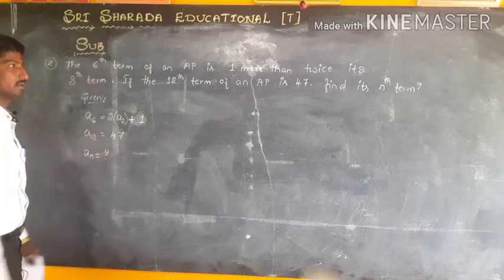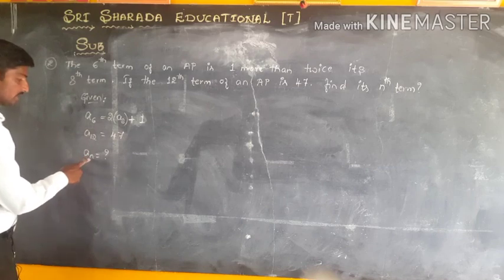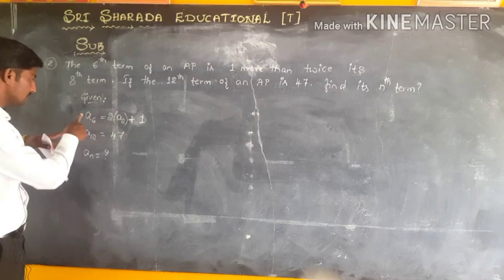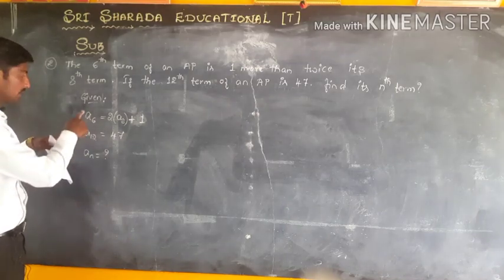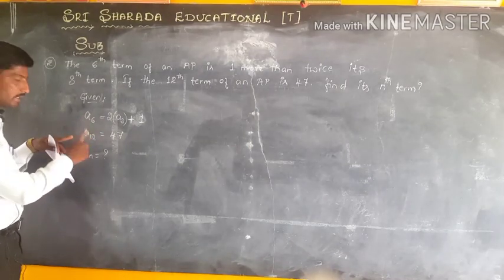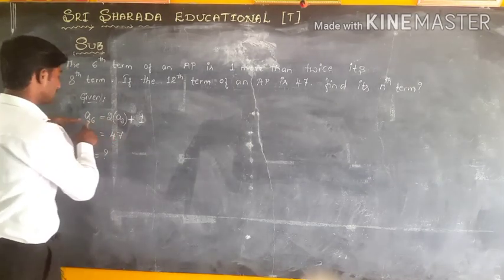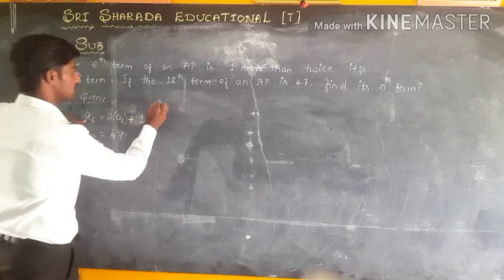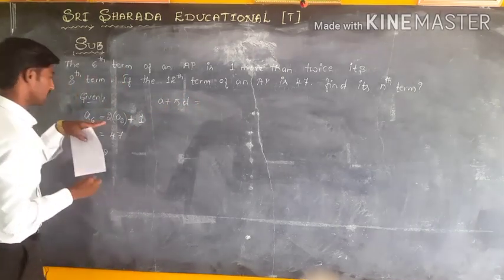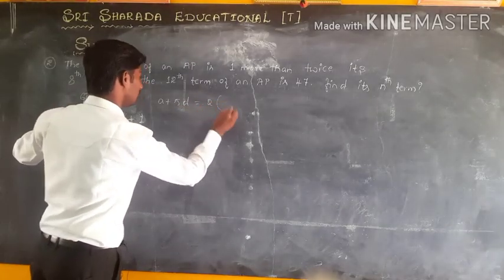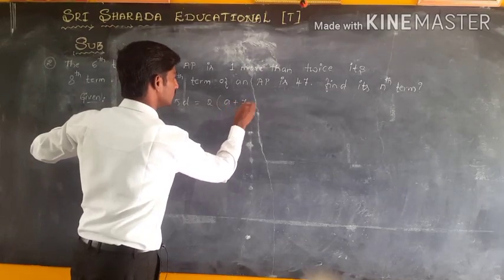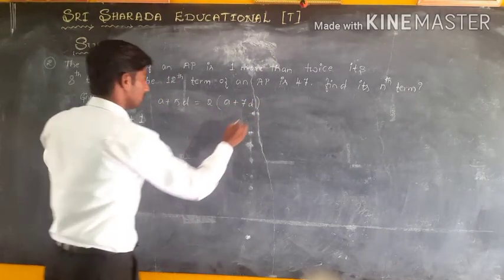How will it be? To find the nth term, we must need A value and D value. So by using these two pieces of data, we need to find the values of A and D. Therefore, let us write down the general form of A6. A6 is A plus 5D, equal to, again, 2 times A8. General form of A8 is A plus 7D, plus 1.